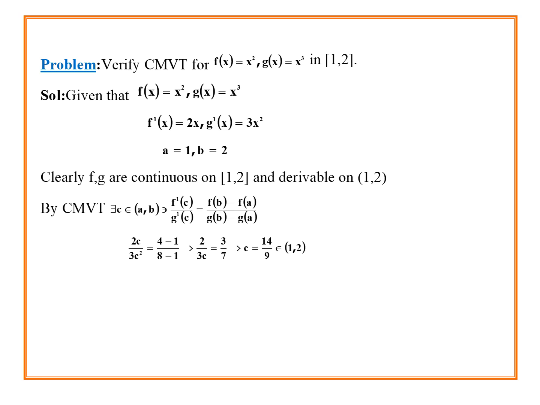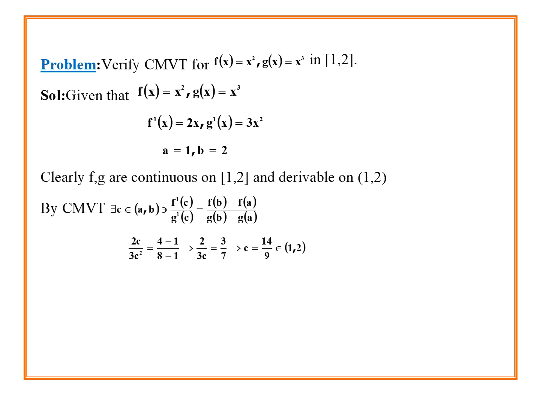Now we discuss the problems on Cauchy's mean value theorem. The problem is: verify Cauchy's mean value theorem for f(x) = x², g(x) = x³ in the closed interval [1, 2]. Solution: here two functions are given. The two functions are algebraic functions, so the given functions are f(x) = x², g(x) = x³.